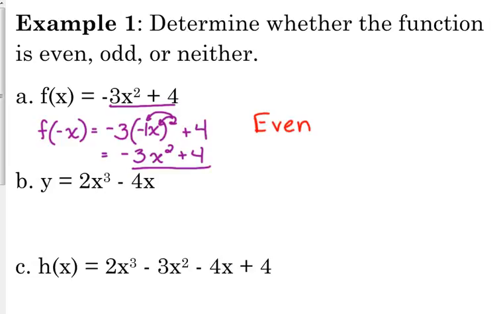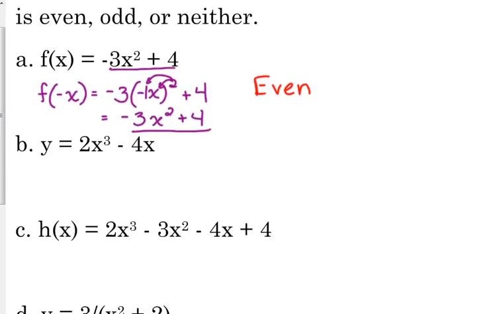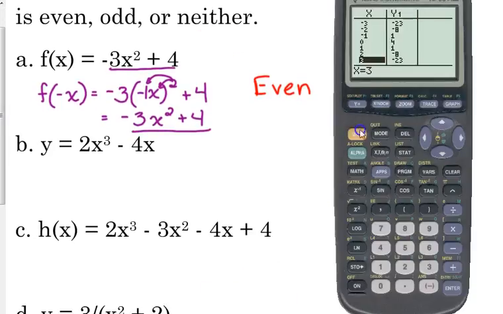Okay, I just proved it three ways. Symmetry, table, algebraically. And I point those three ways out because I don't know how they're going to ask you the question. I don't think they're just going to ask you, is it even or odd? They're going to have some kind of reason after it, so you have to be able to identify the correct reason.